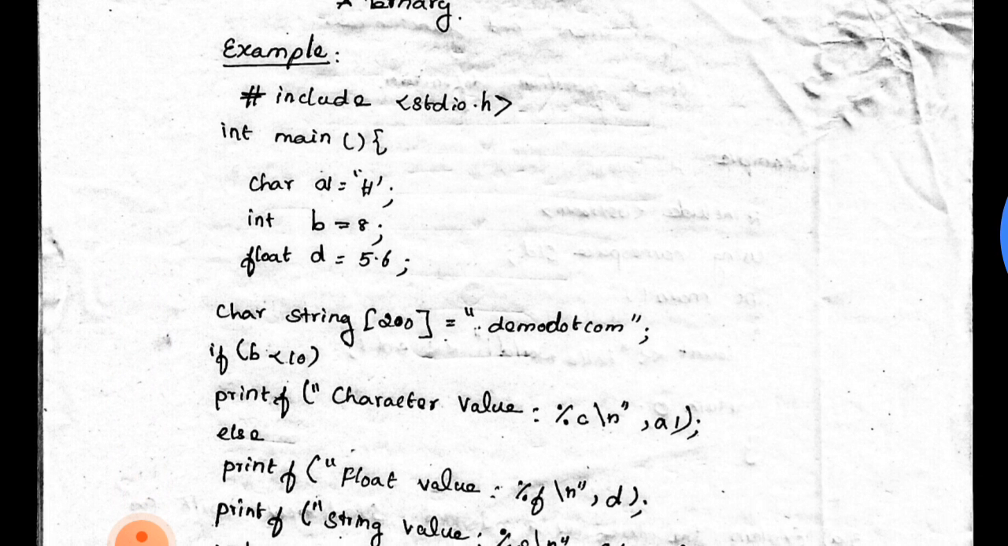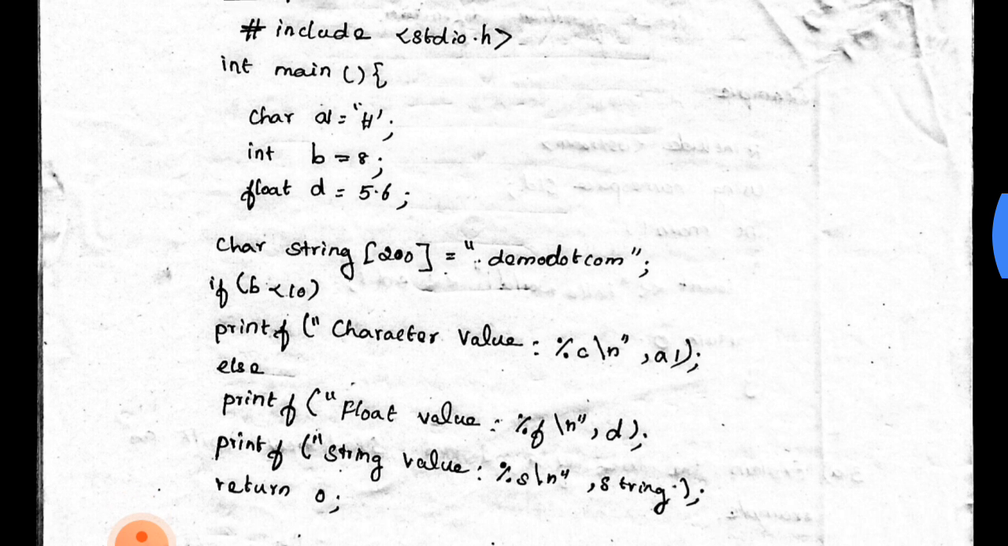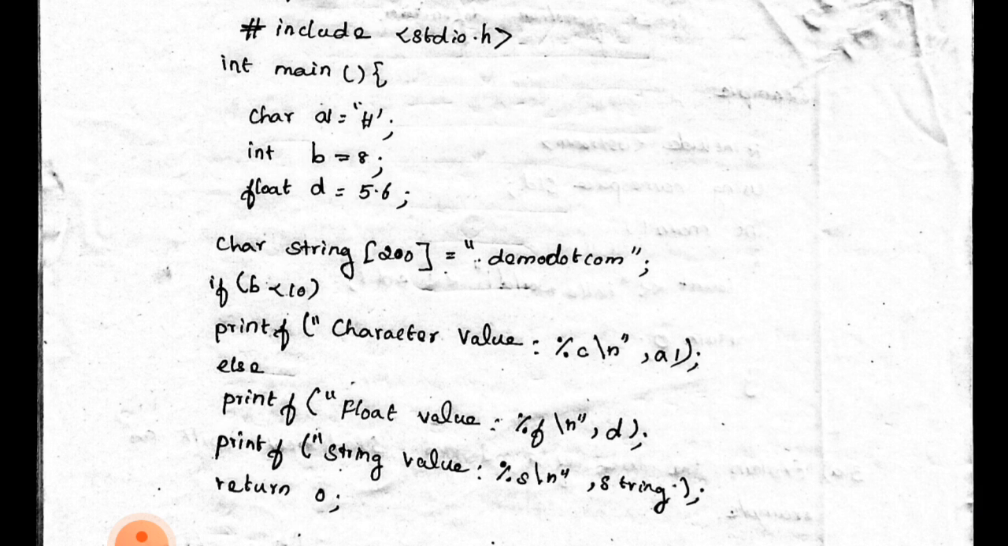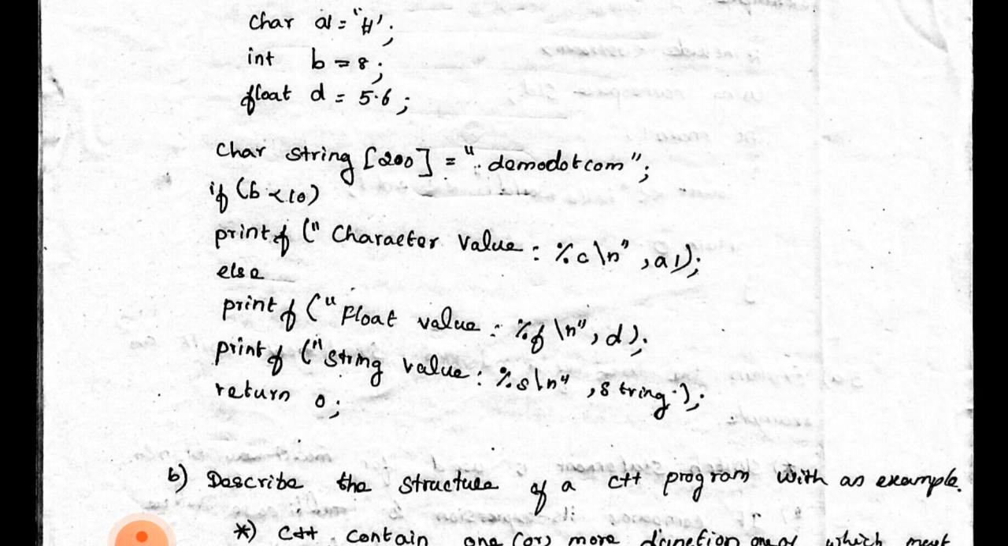This is an example program for that. First the library function, then the main function, then a keyword, then initializing the values for A1, B and D. Then this is a string, initialized with quotation marks. Then the condition: if b less than 0, print the character value a1, else, if this value is not printed, then the value is float or int. Then return 0.